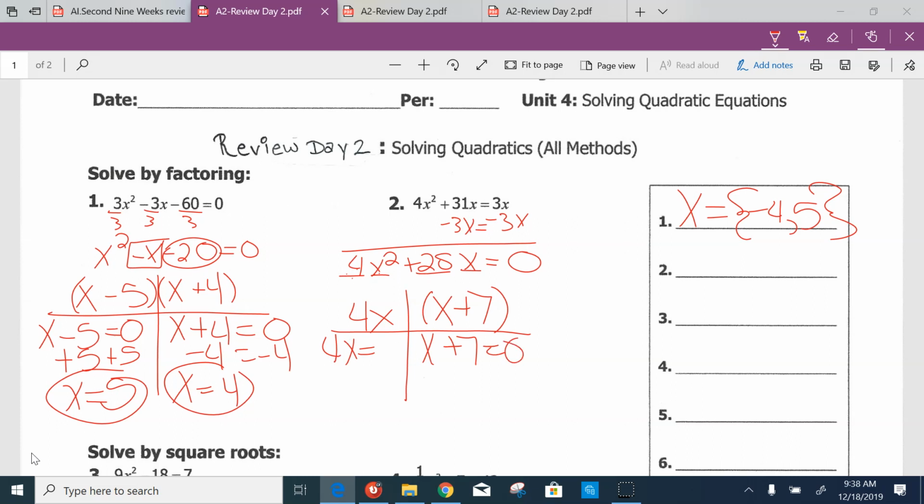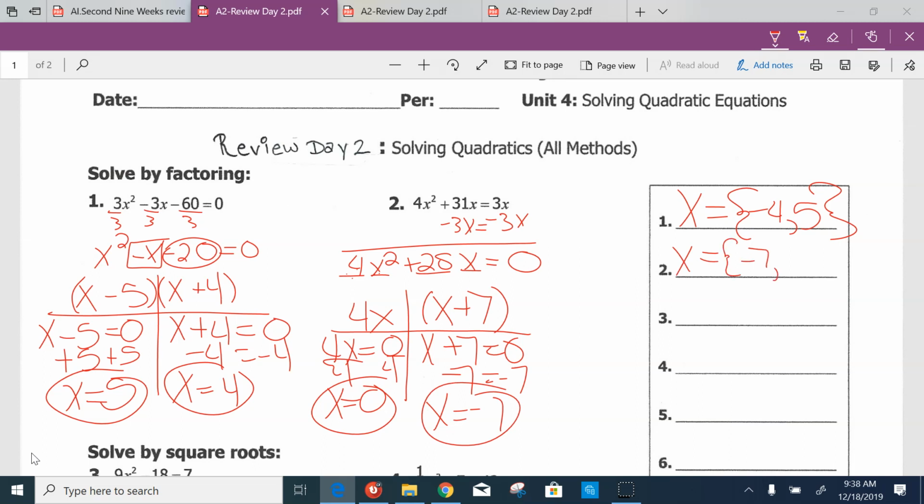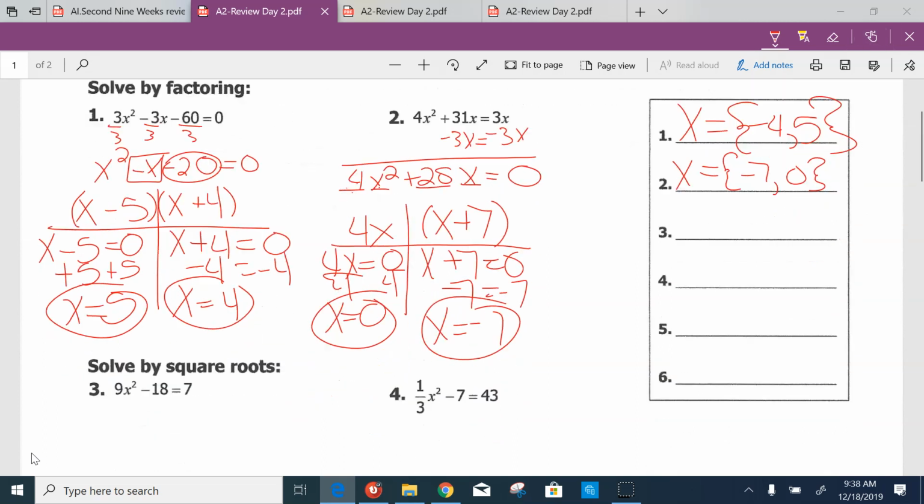And when I solve them, 4x equals 0, when I divide by 4, 0 divided by 4 is still 0. So there's my first solution. I subtract 7 from both sides. I get x equals negative 7. So my solutions for x are at negative 7 and 0. All right, so those are the first two for factoring.